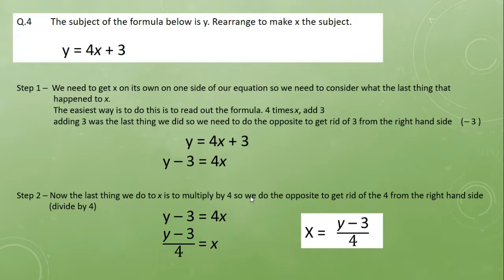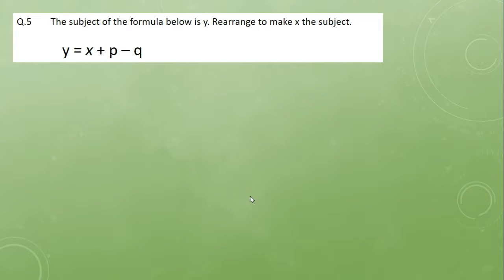So as long as you go through it step by step and you think about what the last thing that happened on the one side of the equation was, and we do the opposite of that so that we can get rid of each element. Right, so here was the next one.